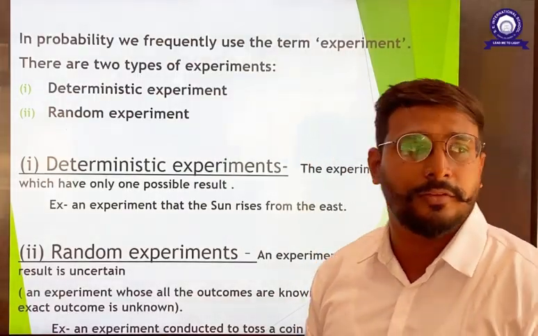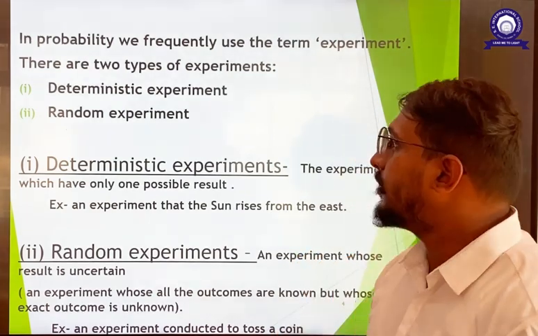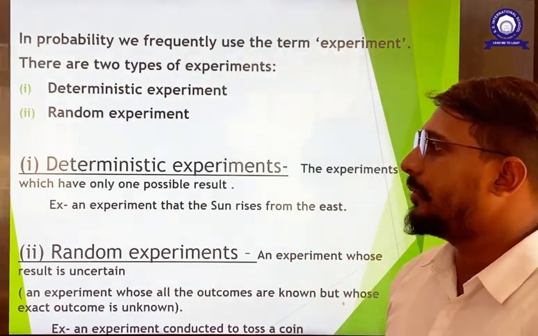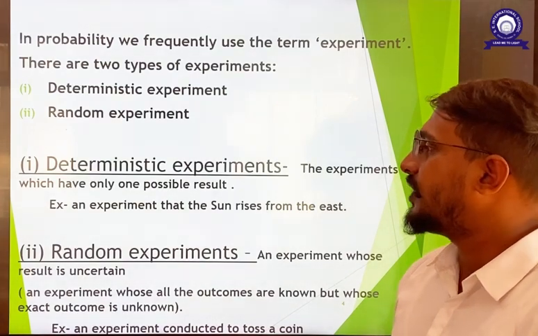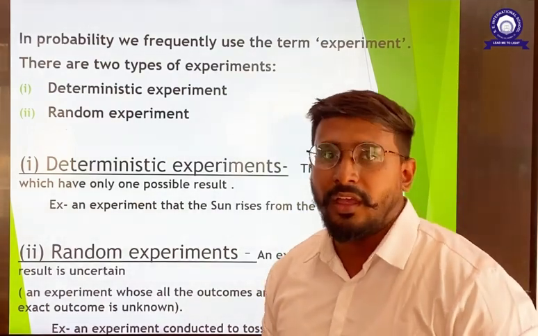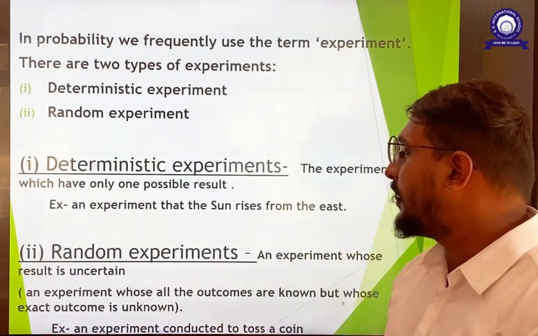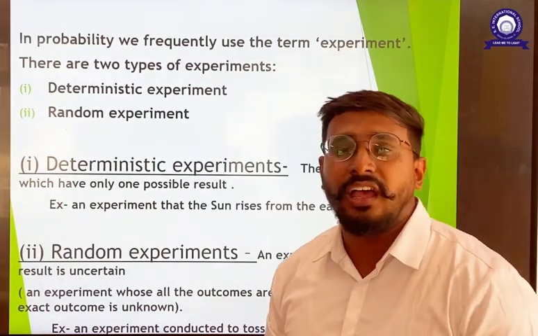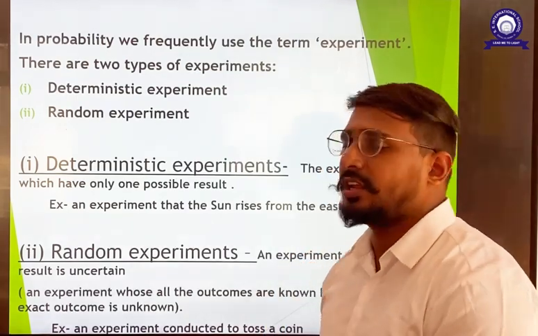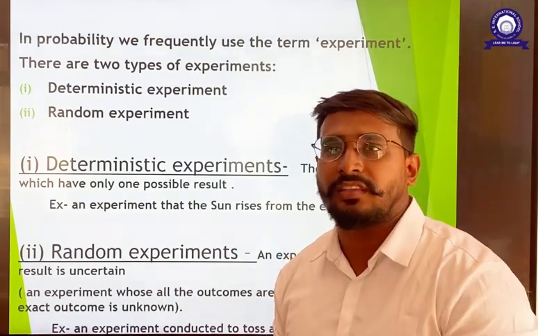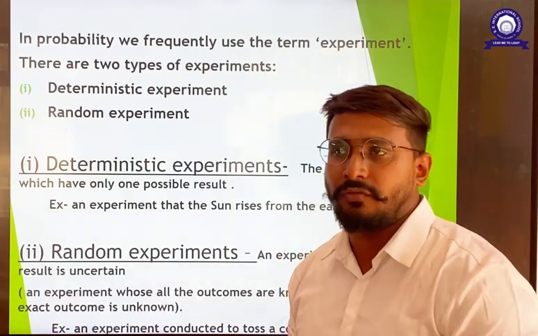There are two types of experiment: the random experiment and the deterministic experiment. First, the deterministic experiment: an experiment which has only one possible result. Example, an experiment that the sun rises from the east. As we know, this experiment is deterministic. We know that the sun rises from the east only, not from the west.